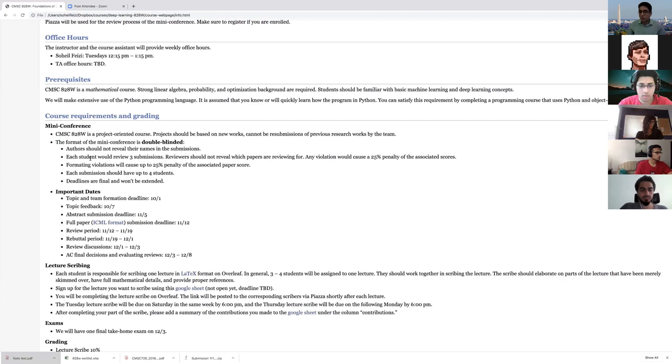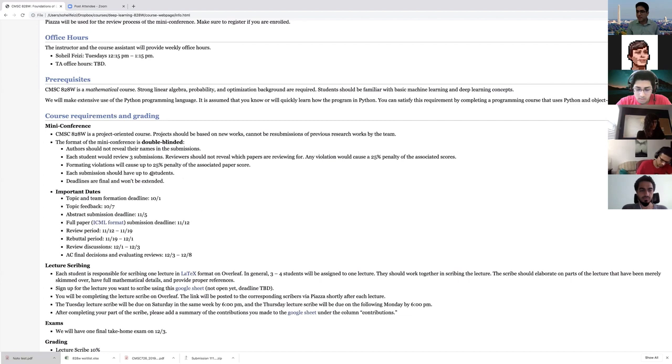So you'll review three submissions in a double blind format, and everything should be in a double blind format. Otherwise, there will be a heavy penalty on that. And each submission can have up to four students. So we encourage you to form teams and collaborate with other students.